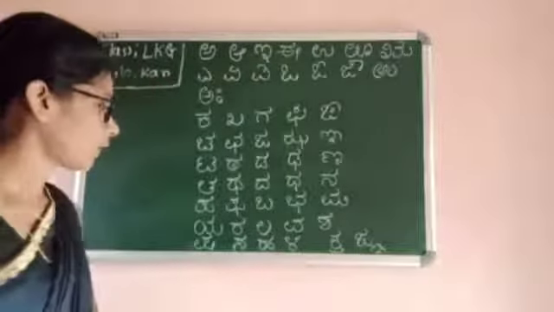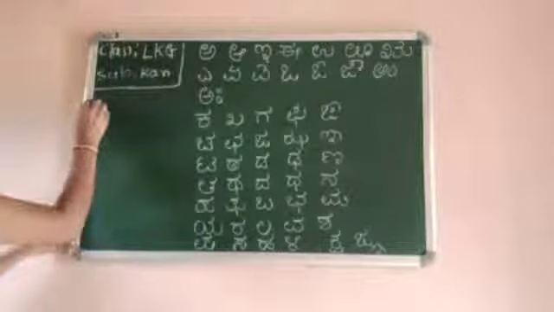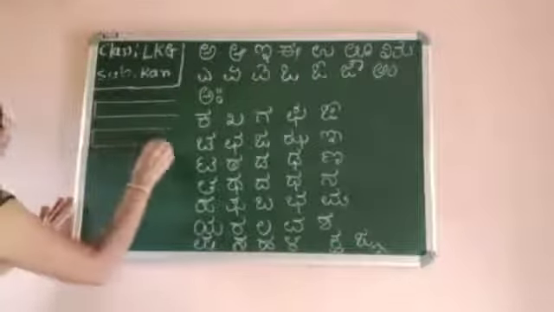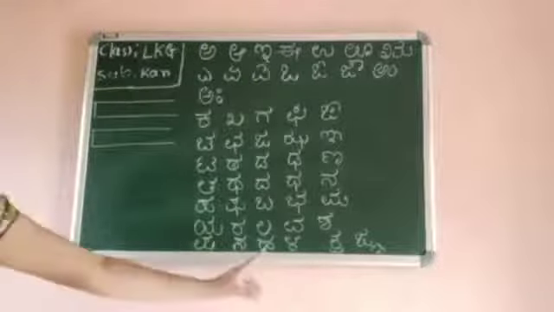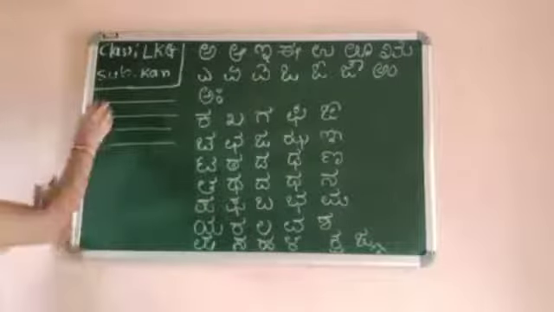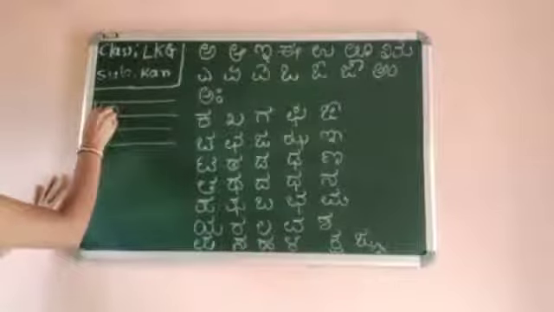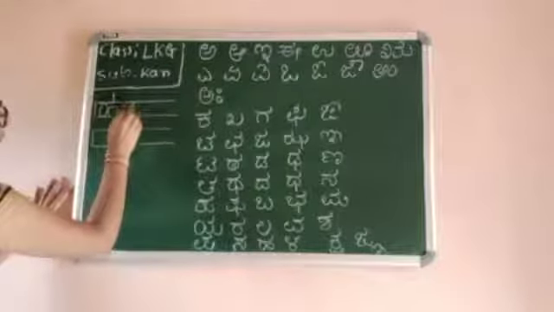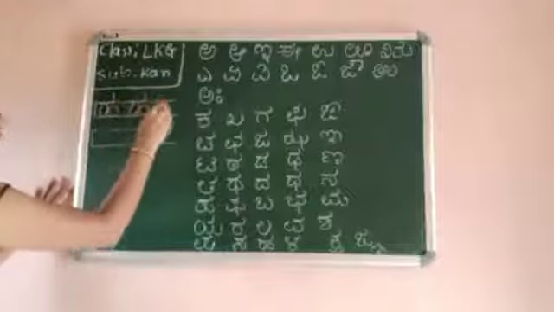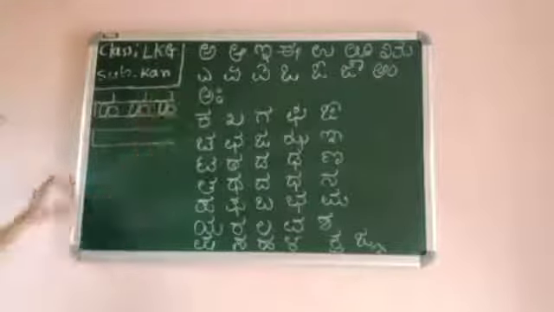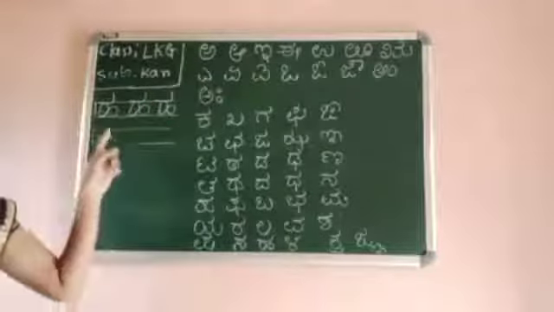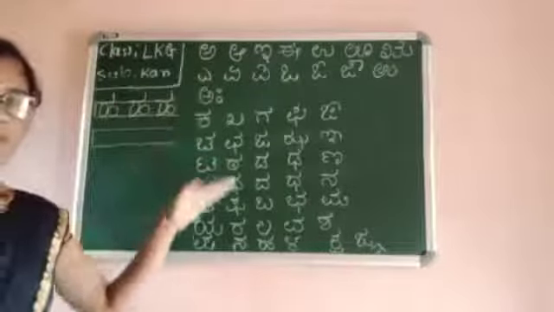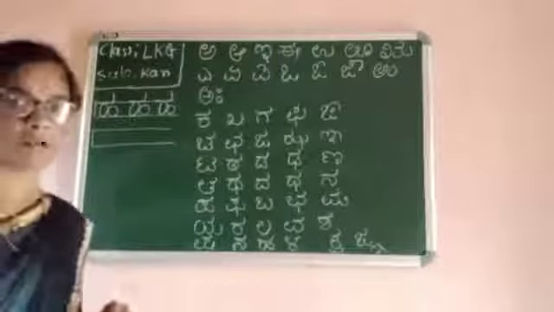Next children, how to write Ha and La. This is your two line notebook. And how to write Ha? This is Ha. Okay, look at it. You write like this, one page for one letter. You write four or five letters and in total you write one page. Ha. Read with write, read and write.